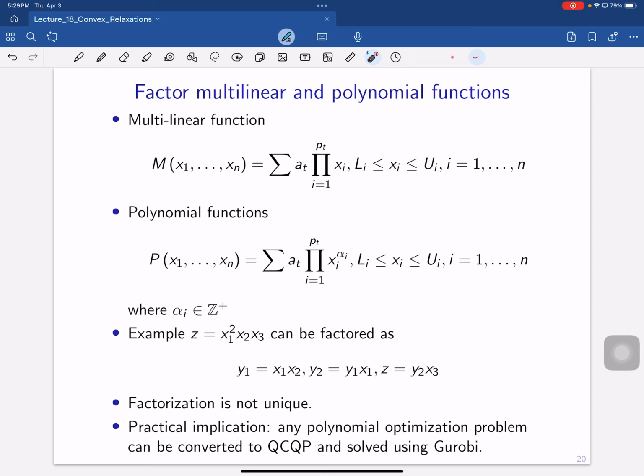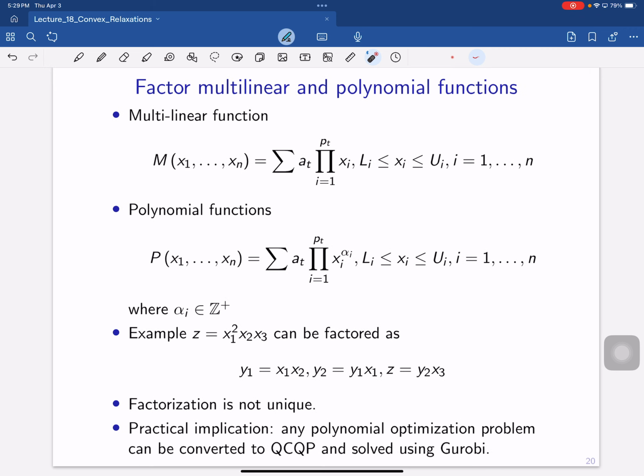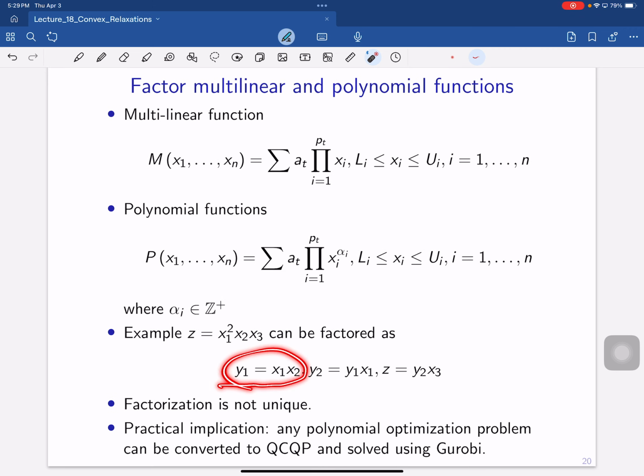To decompose polynomial functions, for example, z equals x1 squared times x2 times x3, you can decompose this problem into quadratic problems. If you set, say, y1 equals x1 times x2, y2 equals y1 times x1, and then z equals y2 times x3. This is one of the ways of factoring z.